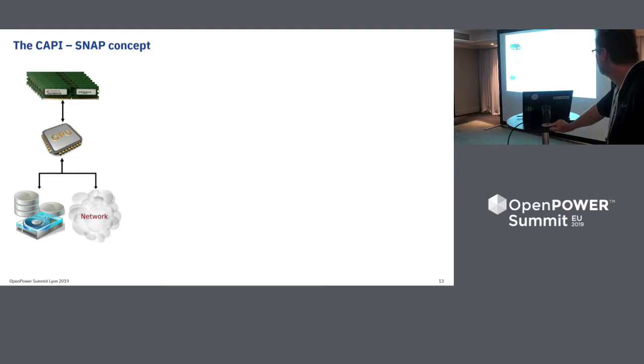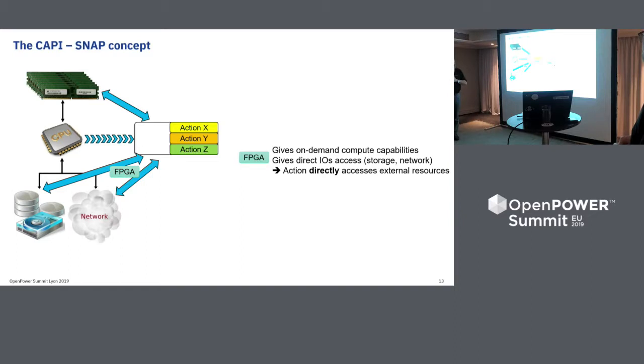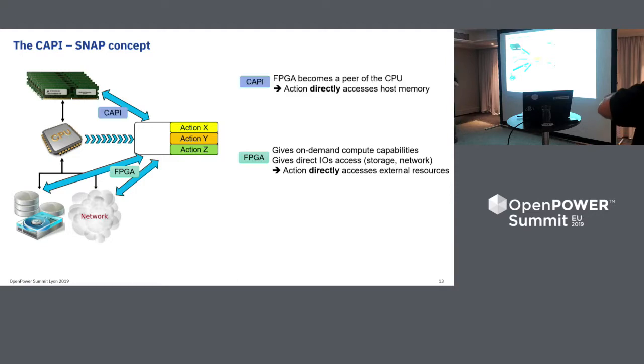Okay, so the SNAP concept or the OCXL concept is quite simple. You have your server with host memory, CPU, and the network and the disk. You are just going to move a function, which we call here an action. So you can have multiple functions in the FPGA. And this FPGA will have the ability to access the network or the disk, and CAPI will have the ability to access the host memory directly. So if you are accessing the host memory, you can also access any GPU memory. And I'll come back in a slide or two on this point, which is very important.